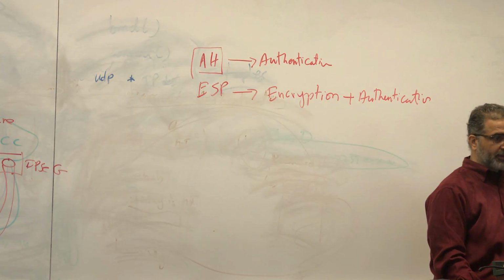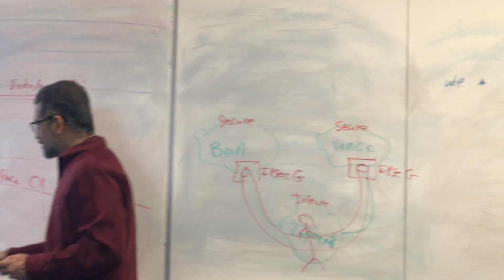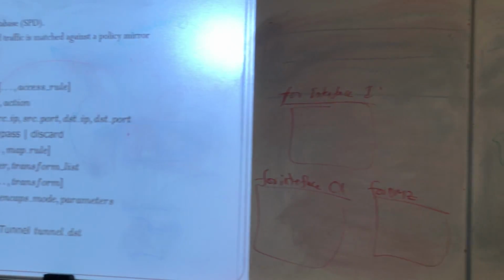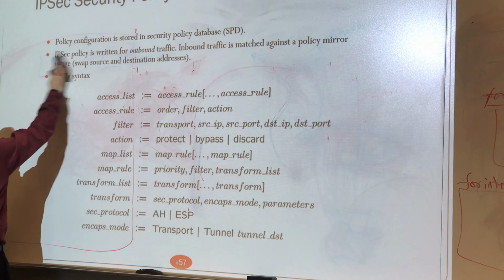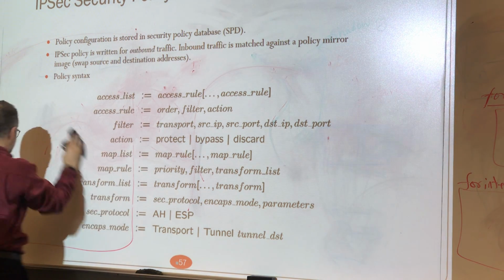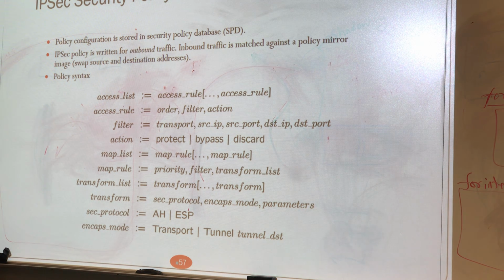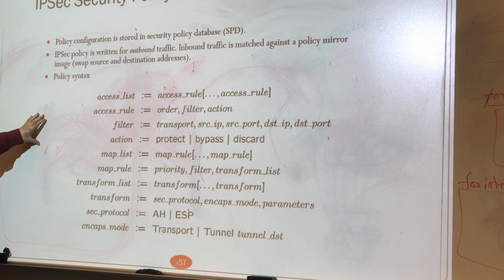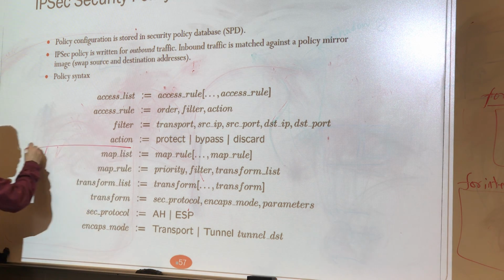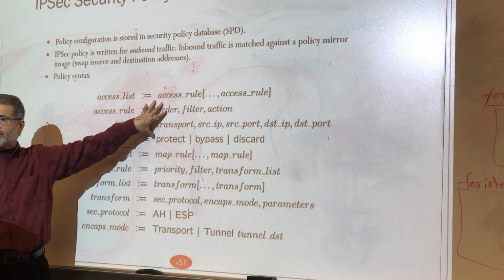So let's look at the firewall rules here. Look at the firewall policy in IPsec. IPsec works exactly as firewalls do, meaning it has the same flavor of access control. Look at this firewall policy here. It has two parts, called the access list and the map list. Two parts: this is one part, this is another part. The access list is the same as a firewall.